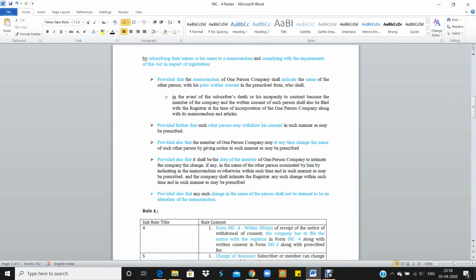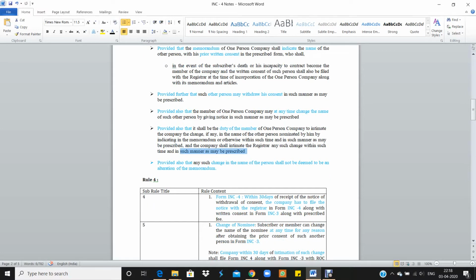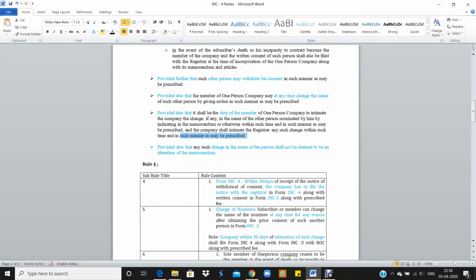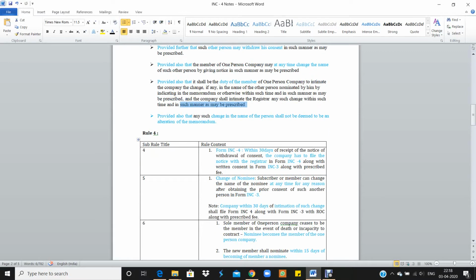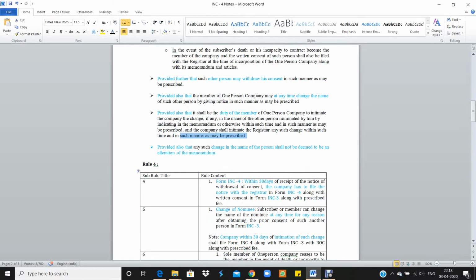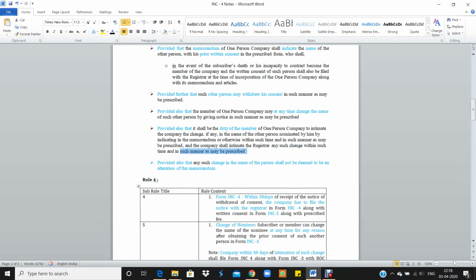See, in all these points, there is "in such manner as may be prescribed." This will be defined in rules, that is the Companies Incorporation Rules 2014. If you check rule number 4, then we'll get to know what is the manner, in the sense that one person company has to file INC 4. Okay, before going to that, let's see this one.